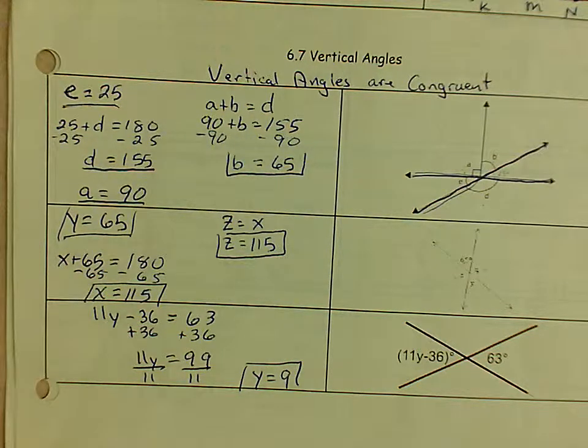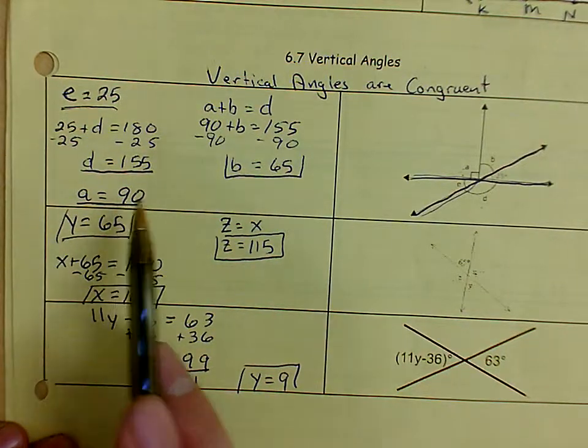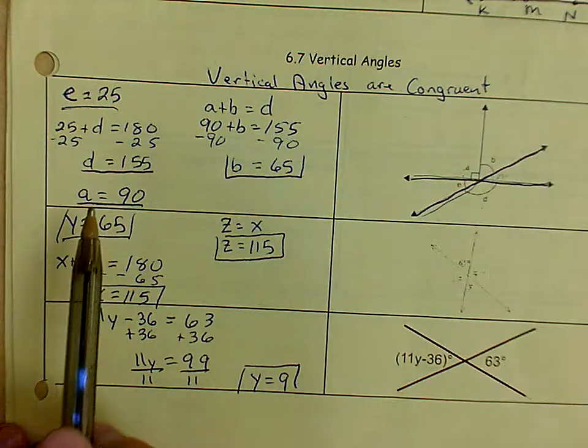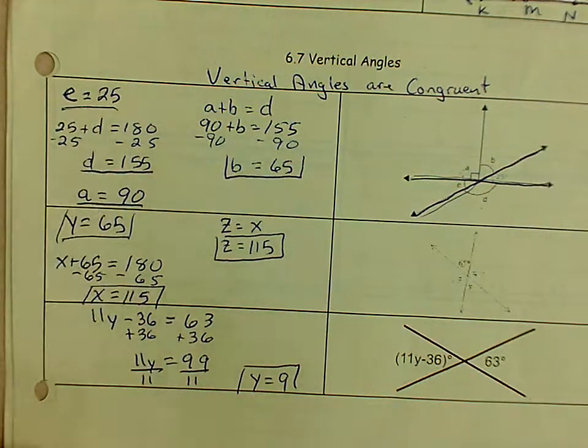And there is everything I need to know. So I now know A is 90, B is 65, C is 25, D is 155, and E is 25. All right, so there are your notes for the day.